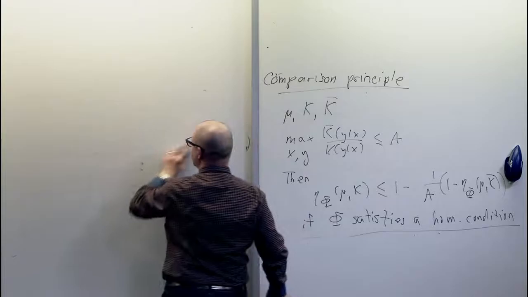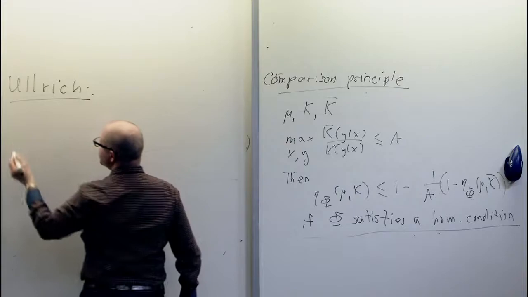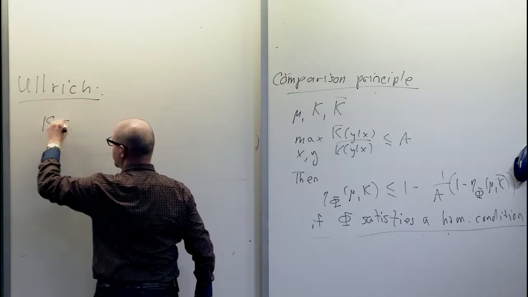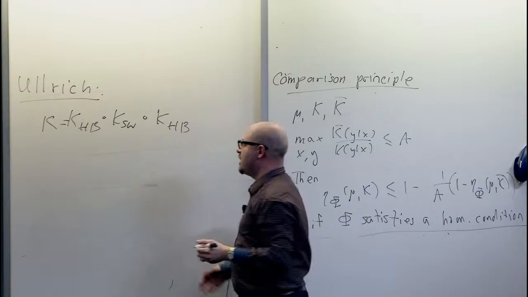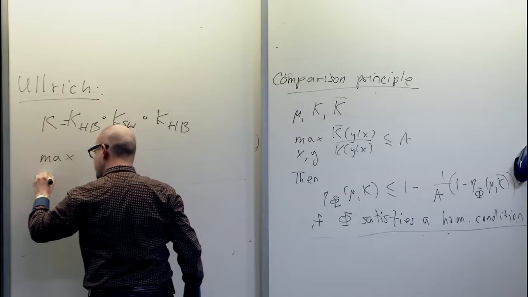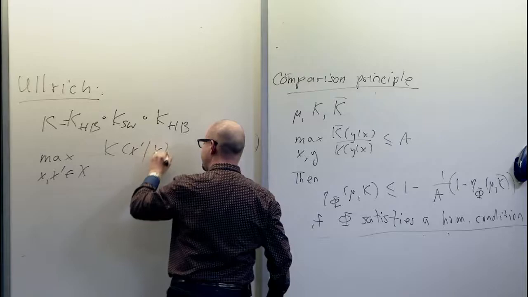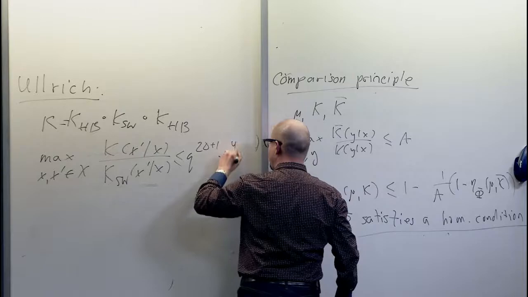Essentially, here's what Ulrich does, and it's a brilliant idea. He says, okay, instead of comparing Swendsen-Wang to heat bath, I'm going to define the following stochastic kernel. I'm going to run heat bath, then on top of that I'm going to run Swendsen-Wang, and then I'm going to run heat bath again. Because of these invariance properties, the Gibbs distribution is invariant under K. And he also proves that, in fact, if you look at any two colorings, the ratio of this kernel to the Swendsen-Wang kernel is bounded by q to the power 2 delta plus 1 times e to the 4 beta delta.